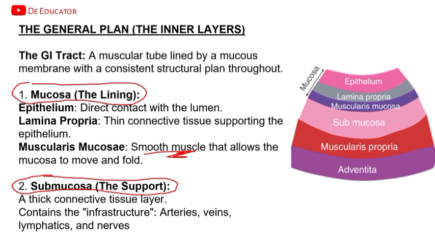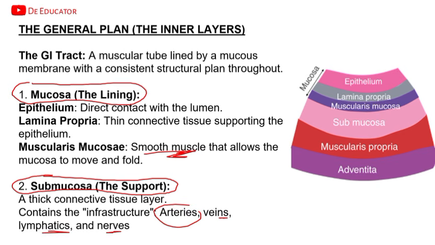The submucosa is made up of thick connective tissue. Remember, the lamina propria is thin, and the submucosa is made up of thick connective tissue. It contains the infrastructure. We have infrastructure in the body: arteries, veins, lymphatics, nerves. These are known as infrastructure.